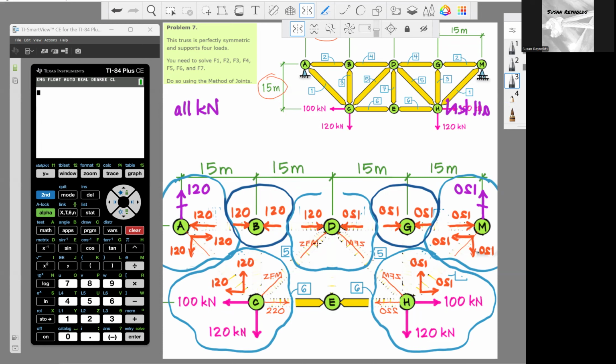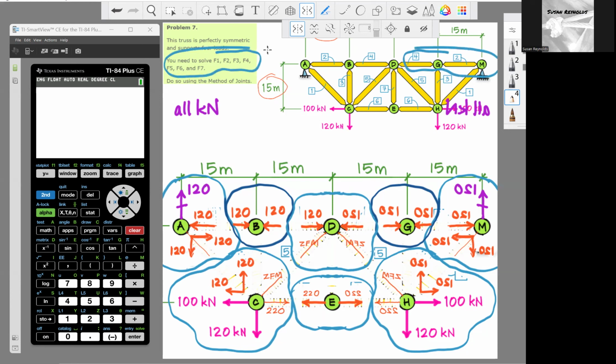Popping over to E, and all I need to do is remove member 6 and replace it with a pull force in the X direction. All my nodal free bodies are completely done. And so I can finish up this problem by reporting the final answers. Okay, I'll let you do that one on your own.